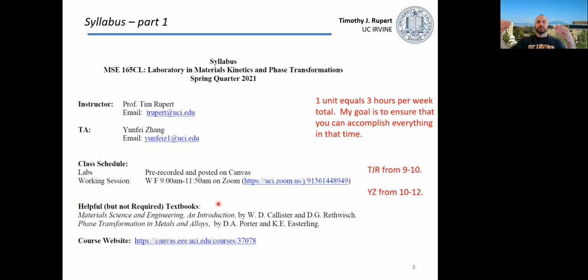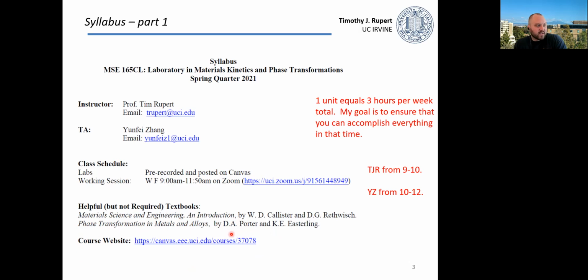I'm going to give you the material you need to perform the labs. I listed these 2 textbooks as helpful but not required, and I'm guessing that most people have these. So Material Science and Engineering is the book you use for Engineering 54, and Phase Transformations in Metals and Alloys. This is the Porter Easterling book that I believe most of you are using for 165C now anyways. So you don't need it, but it will be helpful and help you understand the concepts.